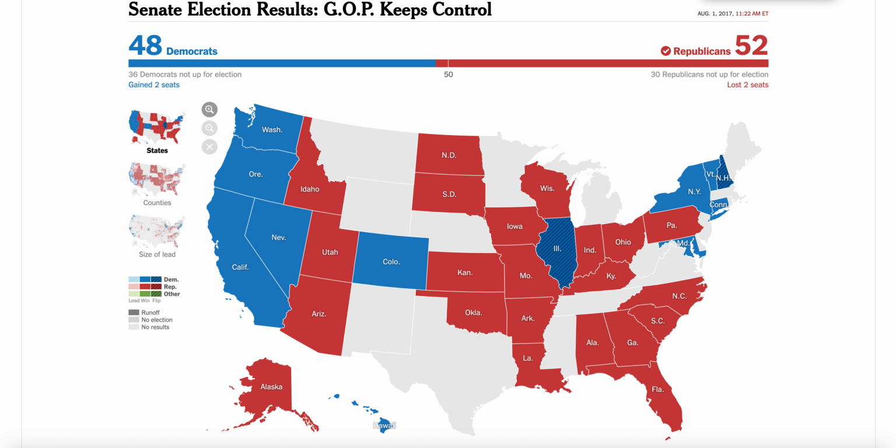Today is Tuesday, May 14th, 2021, and today I'm going to be taking a look at the 2016 Senate election results and the 2010 Senate election results, with an emphasis on the 2016 ones, to get a better understanding and general idea of what to expect in 2022.